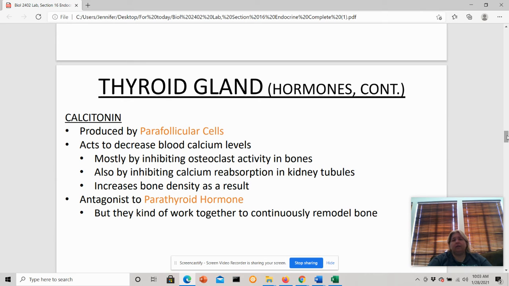Calcitonin is an antagonist to parathyroid hormone. An antagonist means that it opposes it, it has an opposite action. So parathyroid hormone is going to do, again, the opposite of calcitonin. But they work together to continuously remodel bone.